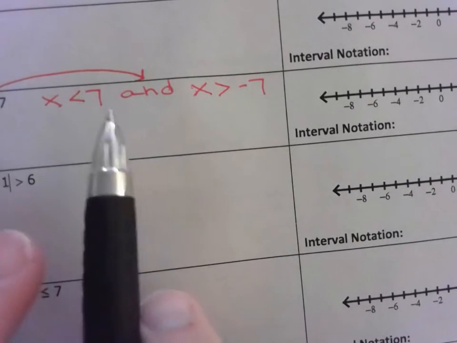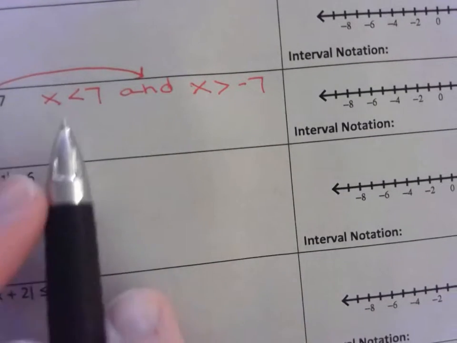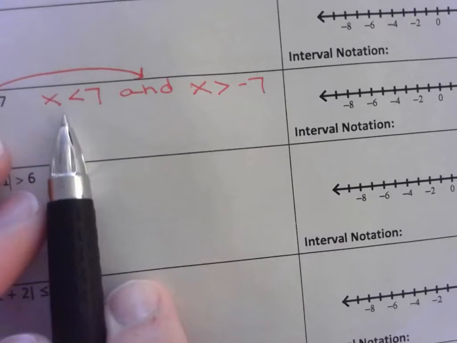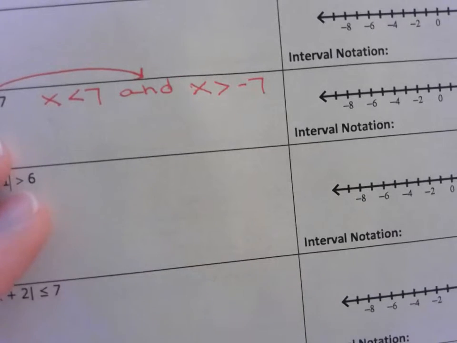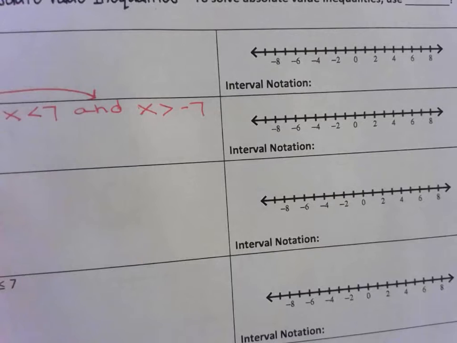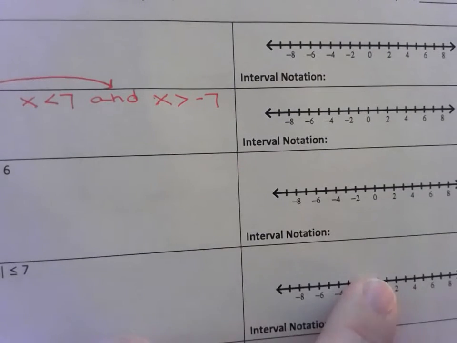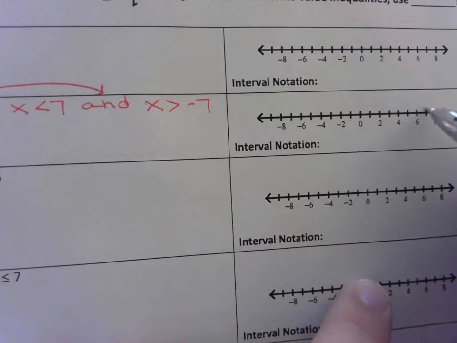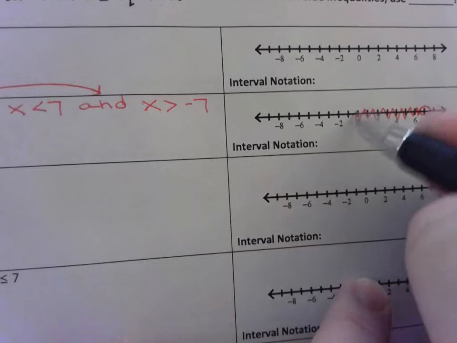Okay, now let's graph this like we talked about yesterday. This is and, so I'm thinking they're going to meet in the middle. X is less than 7. How do I graph x is less than 7? I have 2 inequalities here. Open circle 7, shade to the left. This is just like what we did yesterday.